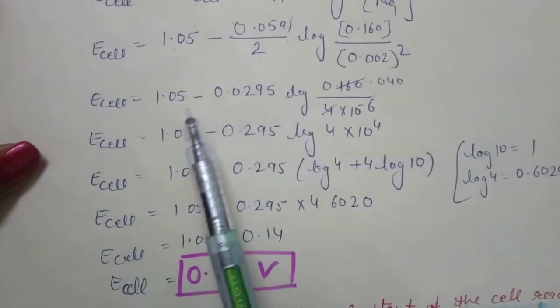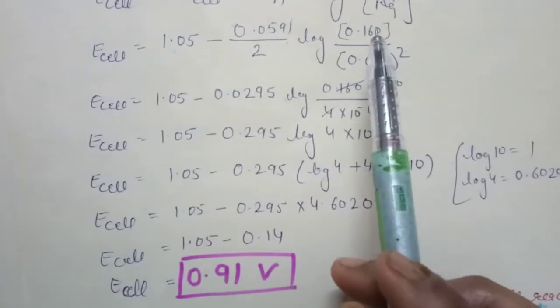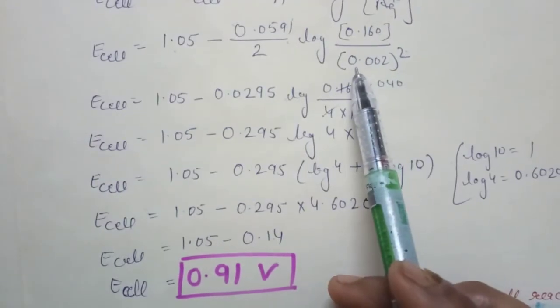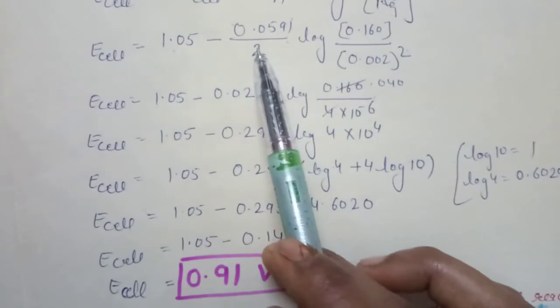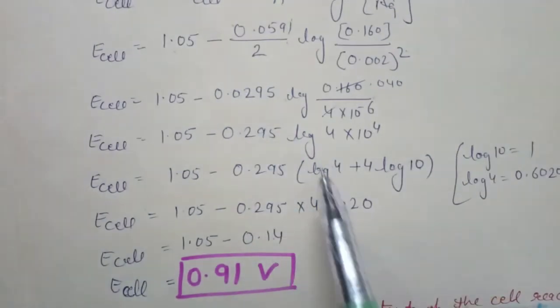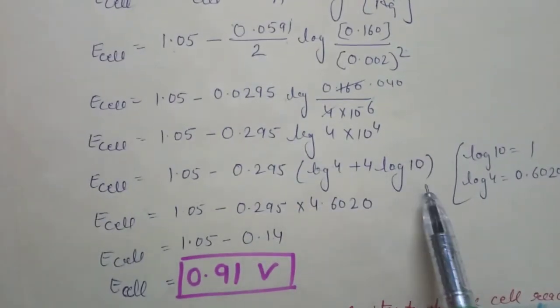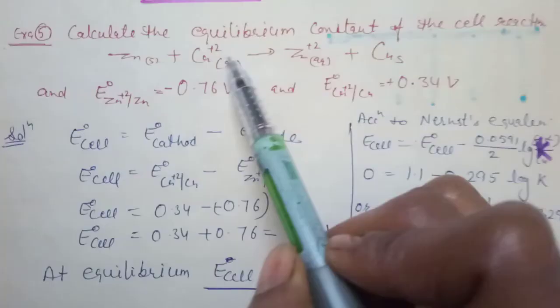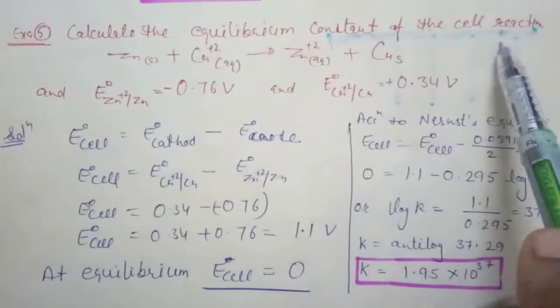Very simple. If we know the Nernst equation, we can put the exact values from the question, the value of the anodic solution, the value of the cathodic solution, and the number of electrons exchanged, and we can calculate. Here the log values are very important.